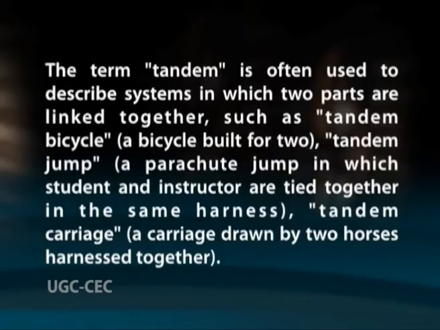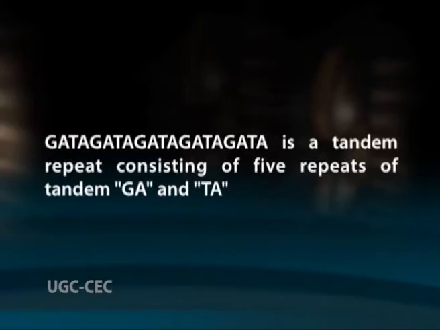The term tandem is often used to describe systems in which two parts are linked together, such as tandem bicycle, a bicycle built for two; tandem jump, a parachute jump in which a student and instructor are tied together in the same harness; tandem carriage, a carriage drawn by two horses harnessed together, etc. Hence, a tandem repeat is a DNA consisting of short repeated base pair sequences harnessed together. Example: GATA, GATA, GATA, GATA, GATA is a tandem repeat consisting of 5 repeats of tandem GATA.